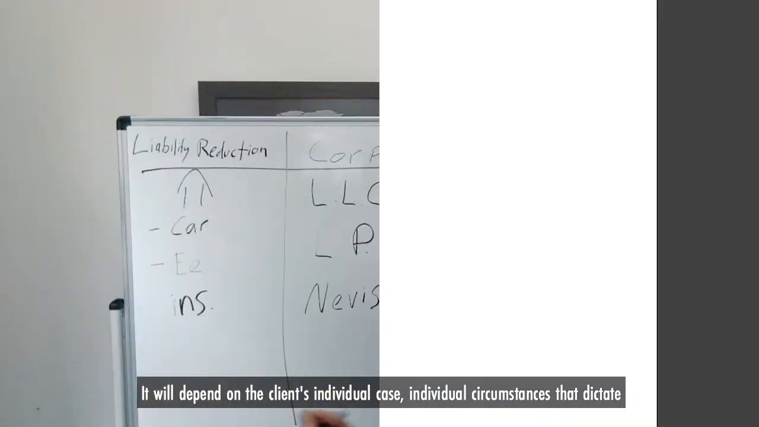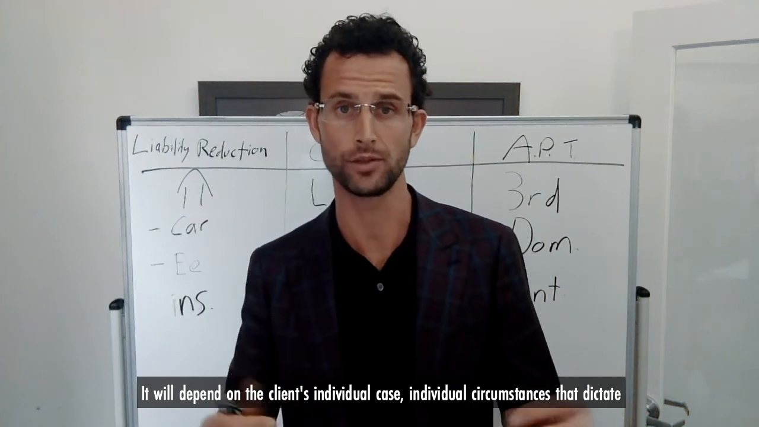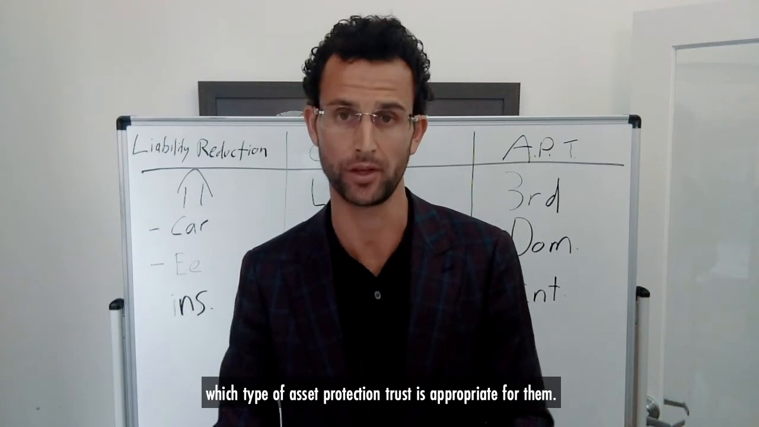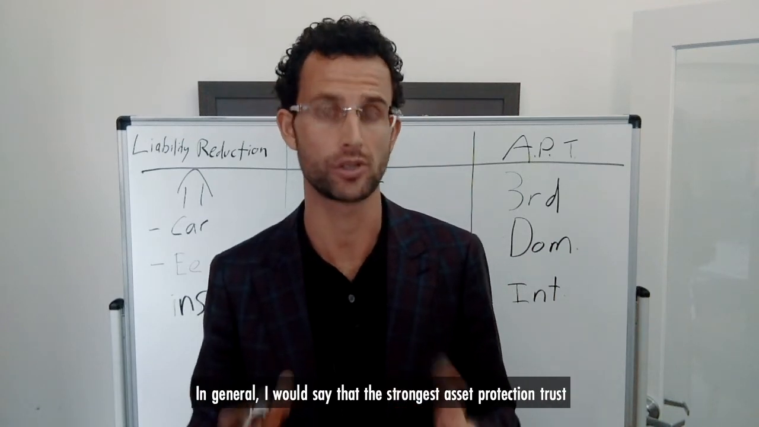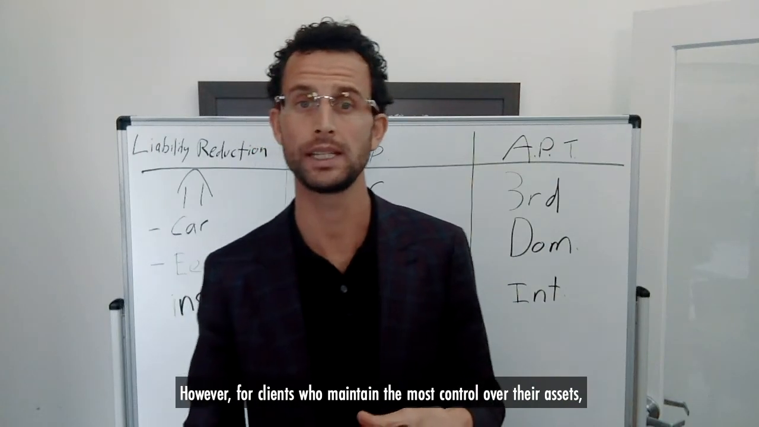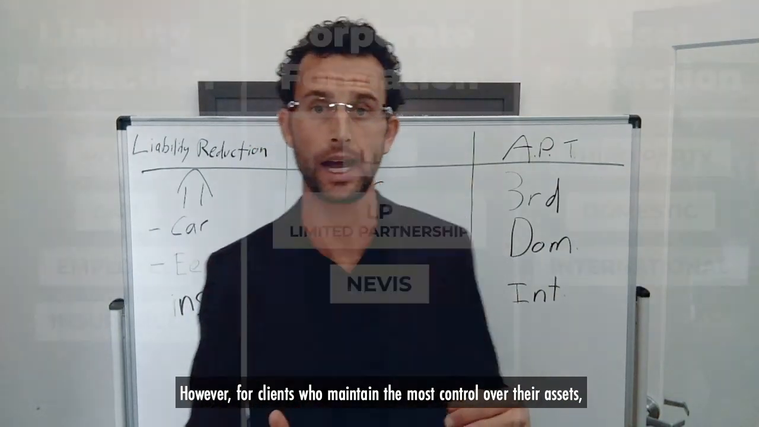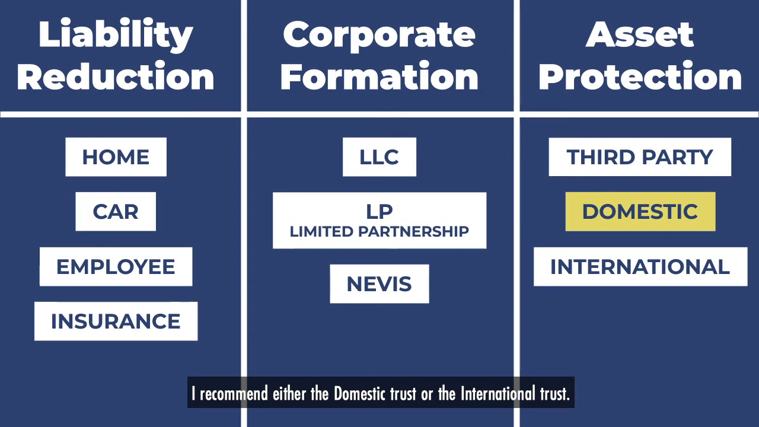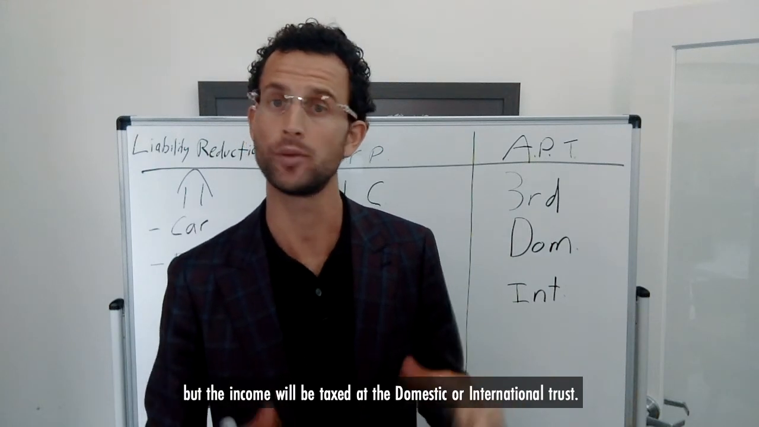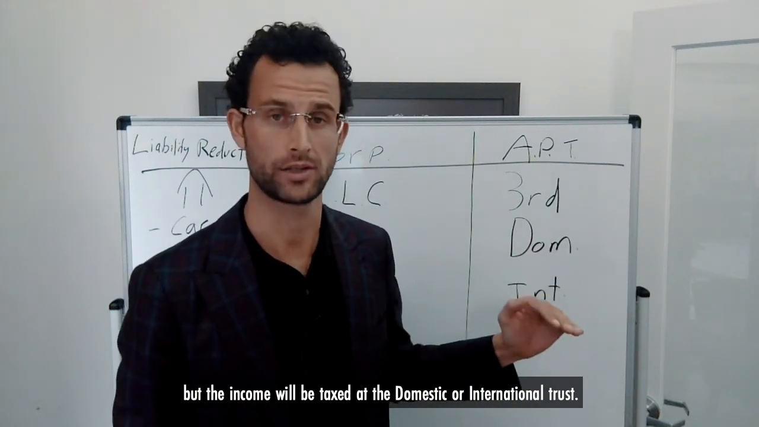It will depend on the client's individual case, individual circumstances that dictate which type of asset protection trust is appropriate for them. In general, I would say that the strongest asset protection trusts are the third-party asset protection trust as well as the international asset protection trust. However, for clients who want to maintain the most control over their assets, I recommend either the domestic trust or the international trust. The third-party trust also has additional taxes. It's a higher tax rate that the income will be taxed at than the domestic or international trust.